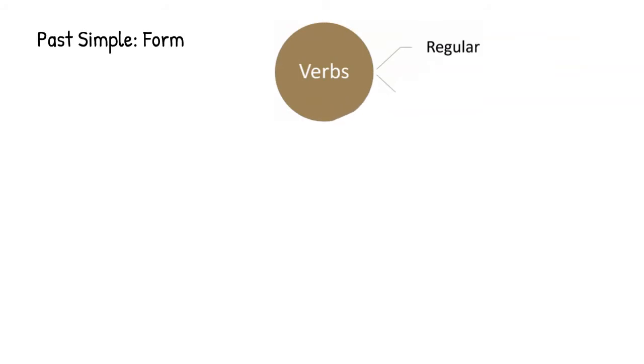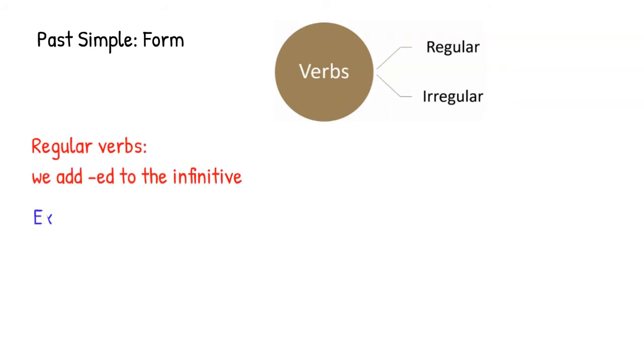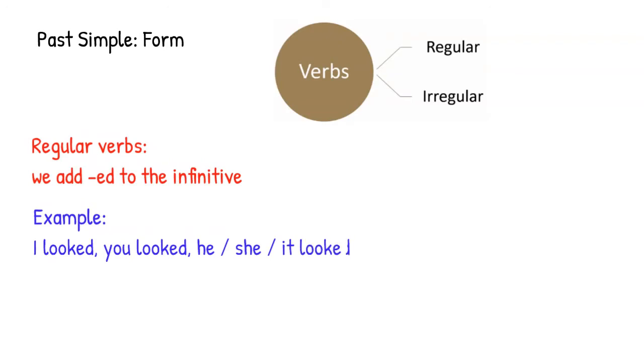First, we know that in English there are two verb categories, regular and irregular verbs. We make the past simple of regular verbs by adding -ed to the infinitive of the verb. For example, we have here the infinitive to look, and the past simple of this verb is looked. So we have I looked, you looked, he, she, it looked, we looked, you looked, and they looked. As you can see, the form does not change.